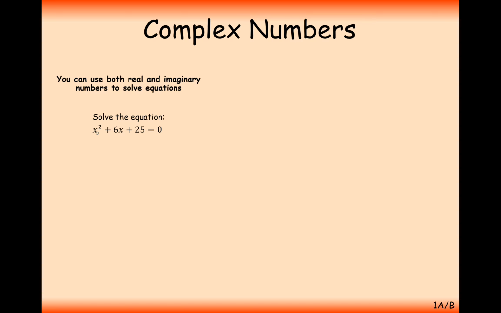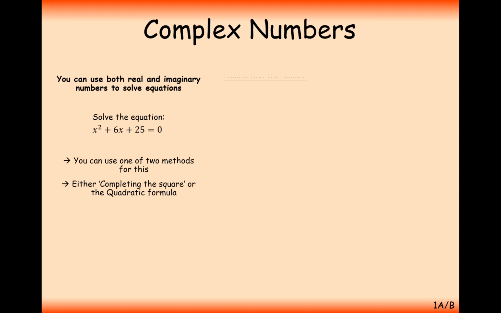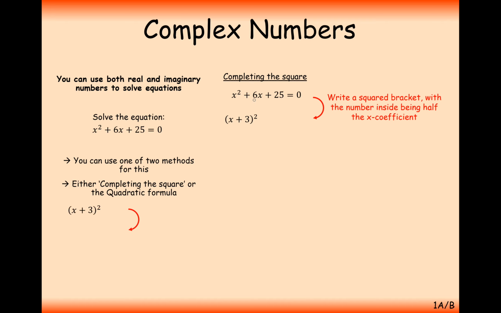A slightly different question here then. We've got x squared plus 6x plus 25 equals 0. So you'll have seen very similar questions to this at GCSE. We've got a few methods of doing this. We've got completing the square. So remember, you halve the 6 and put it into the bracket. Let's think why we do that.